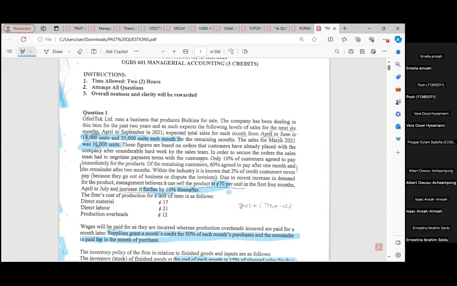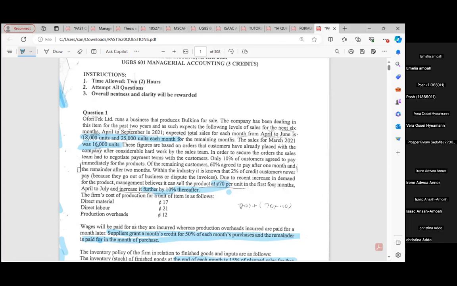So let's look at the negotiation. Only 10% of the customers agreed to pay immediately for the product. So this is cash sales. Right. When you buy, you pay. Cash sales. Is it true? Can we say that that is cash sales? Yes, Isaac. To pay immediately, that's cash.